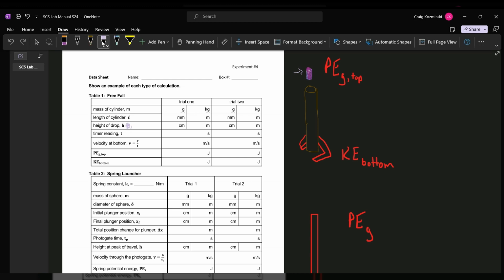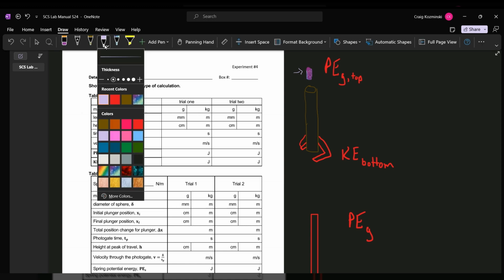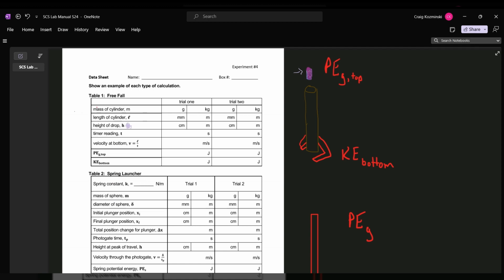Let me switch colors here. So here is our height. We'll measure the height. This will allow us to calculate the potential energy. Remember, the potential energy is the mass times the acceleration due to gravity times the height. And so if we have the mass of our cylinder, m, and the height of our cylinder, h, and we know acceleration due to gravity, g, we can calculate the potential energy of the cylinder.